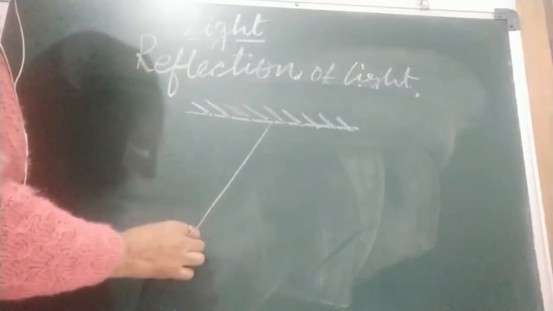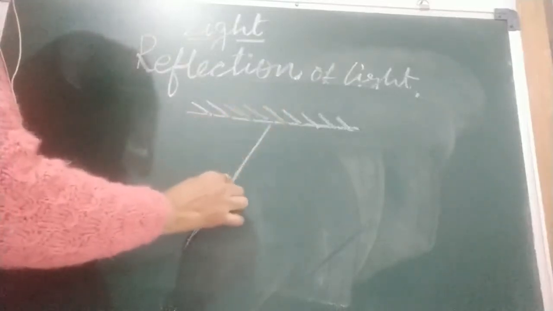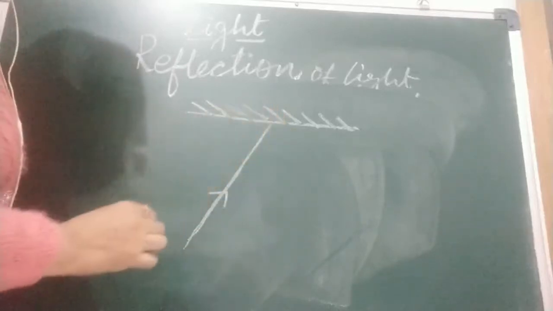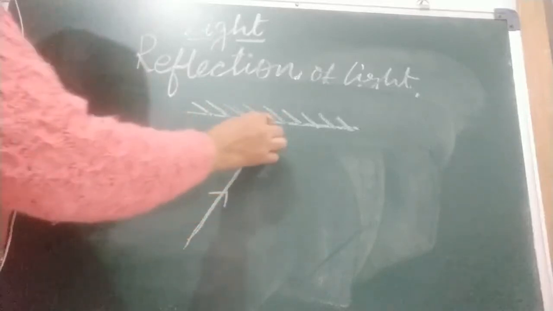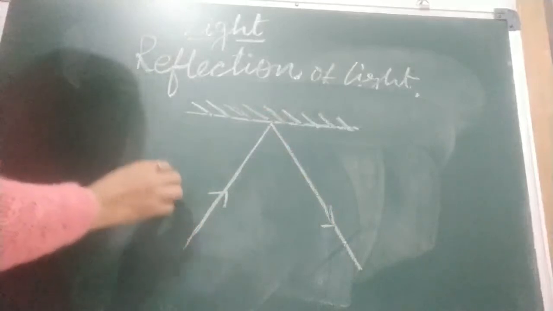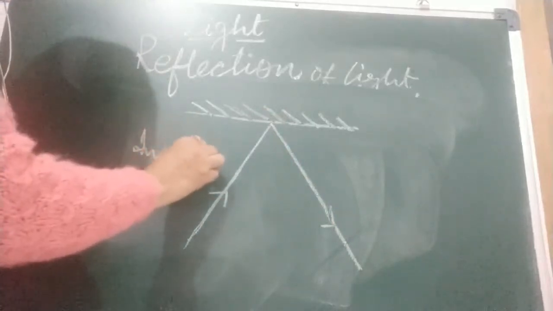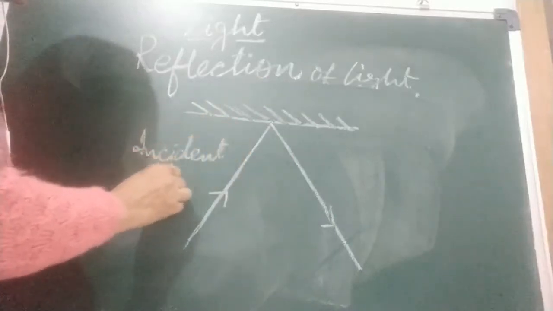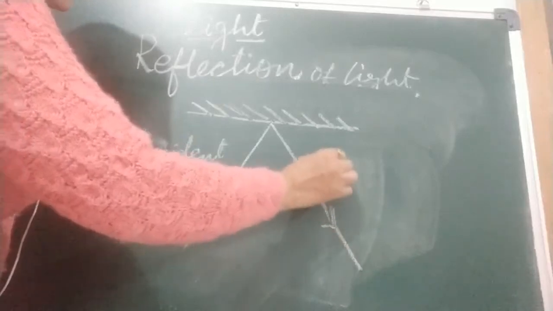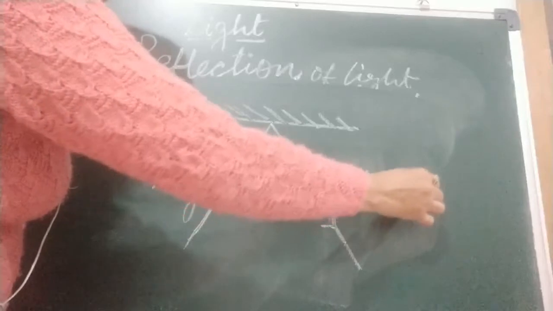Just see, any light ray is falling, and what happens? It strikes this mirror and then it bounces back. This ray is called the incident ray, and the one which bounces back is called the reflected ray.